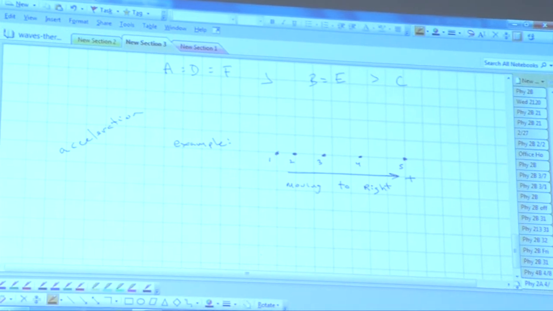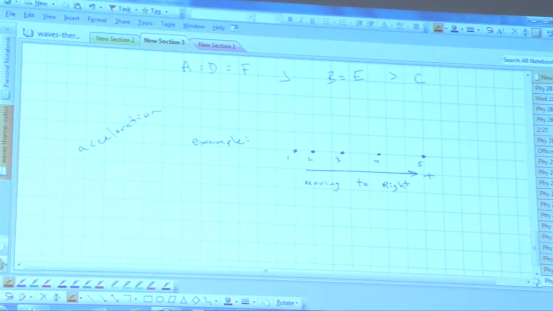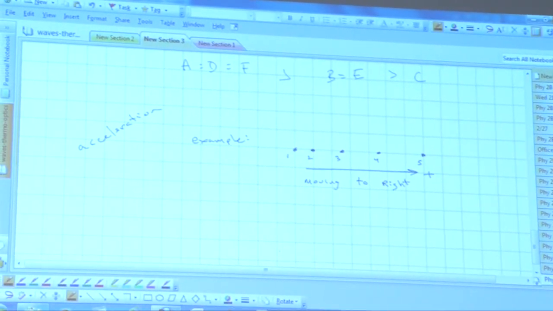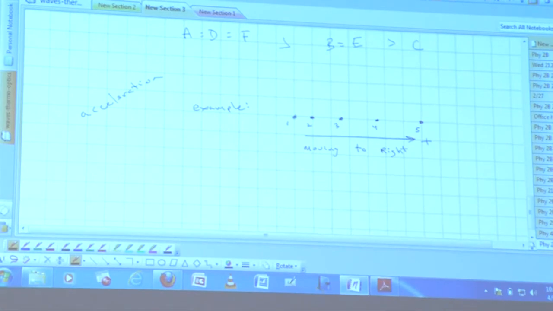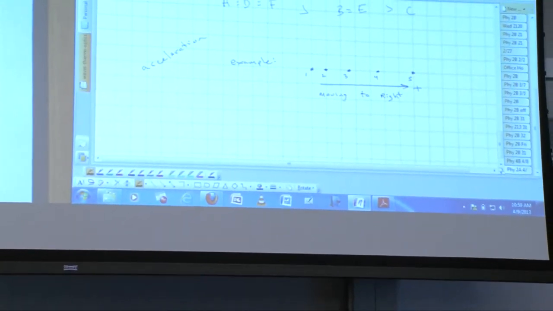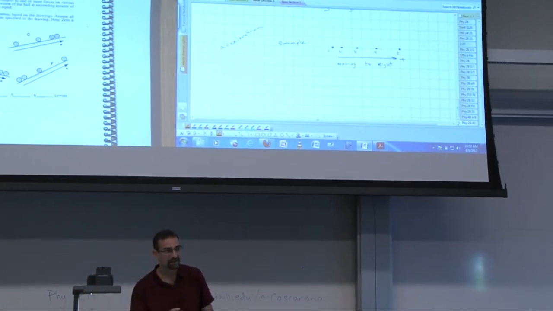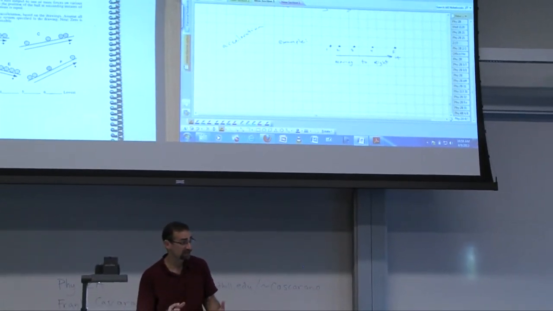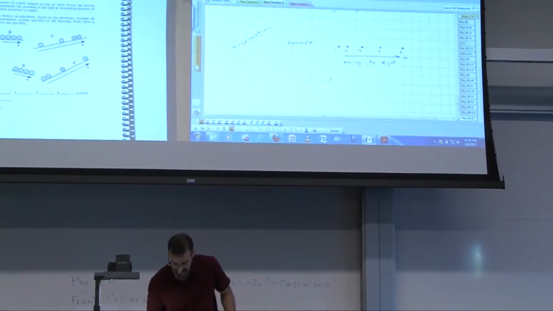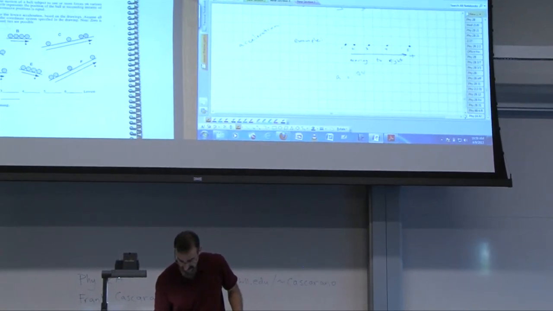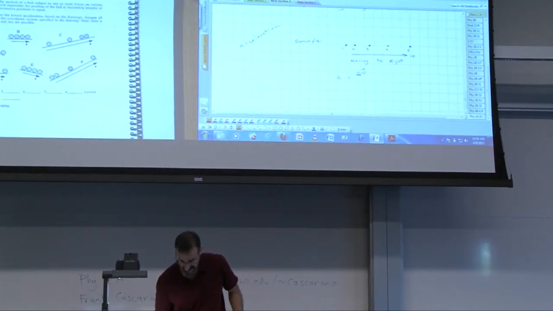Is there acceleration? Yes. In what direction? It's a vector quantity, right? It has a direction associated with it. To the right. You can always do a little vector addition to figure that out. Acceleration is change in velocity over change in time.